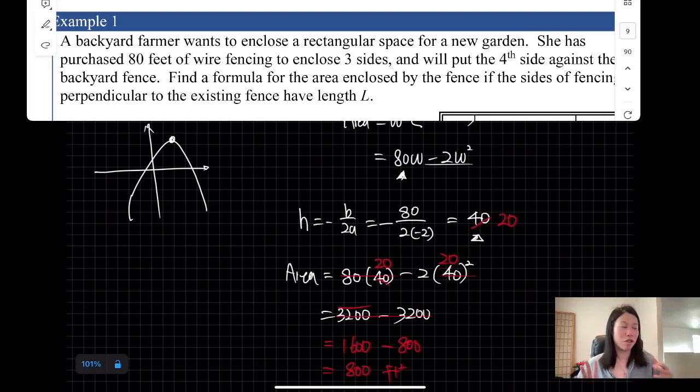Okay, that's the application of a quadratic function. Okay, so that's it for this class. I'll see you next time.